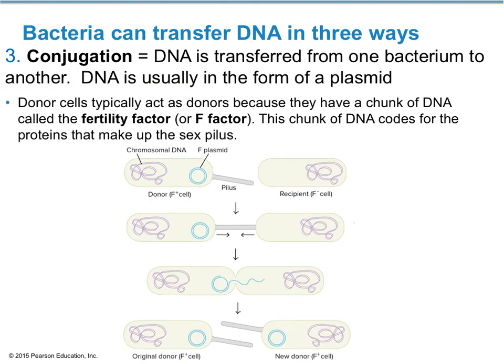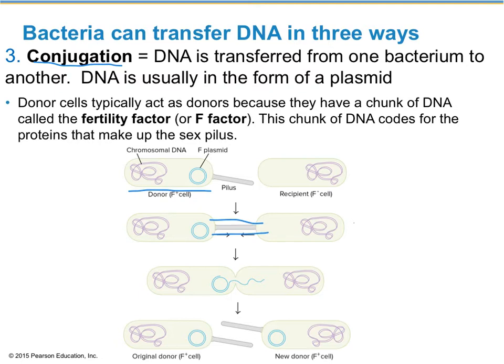The last way bacteria can transfer DNA is called conjugation. And this is basically bacteria sex. So this bacteria cell right here, it has a plasmid, and that plasmid has a very specific gene that allows it to form a pilus. And a pilus is like a straw. And what it will do is this pilus will form like a bridge of cytoplasm with another bacteria cell.